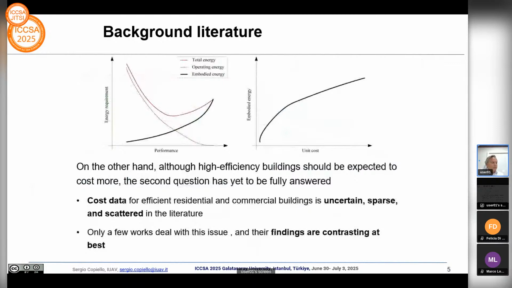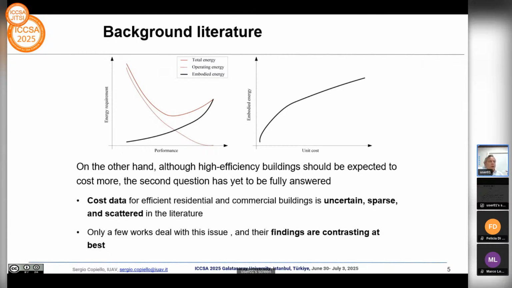On the other hand, there are essentially only few studies dealing with the estimation of the potential cost premium. We know that we should expect a cost premium because when we push forward energy performance, then we are using more building material, more advanced building material and systems. So it can be expected that in order to lower the operating energy and the operating cost of our buildings, we need to use more embodied energy, and so we need to expect higher investment costs. But still, there are just few data about this topic.